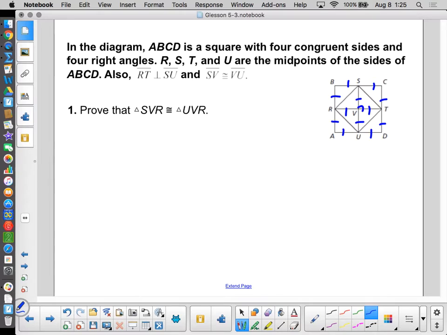Do I have enough to prove that SVR is congruent to UVR? Again, let's notice where that is. SVR is right there, and UVR is right here. Are those going to have to be congruent triangles? Absolutely, because the sides are congruent, and this is a right angle, this is a right angle. So side, angle, side, side, angle, side. They are congruent. I'm not going to write the whole thing out, but that's basically how we go about it.